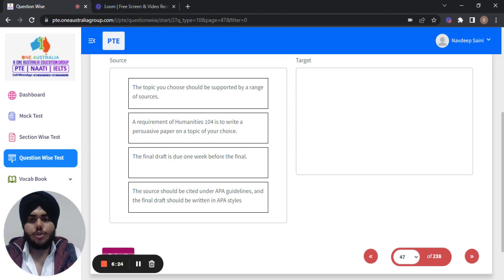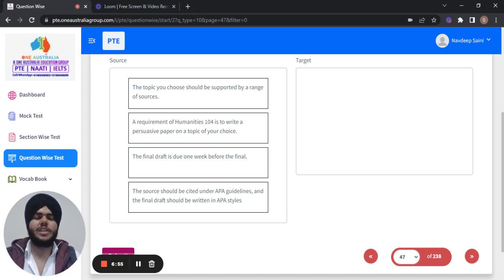The topic you choose should be supported by a range of sources. A requirement of Humanities 104 is to write a persuasive paper on a topic of your choice. The final draft is due 1 week before the final. The sources should be cited under APA guidelines and the final draft should be written in APA style.